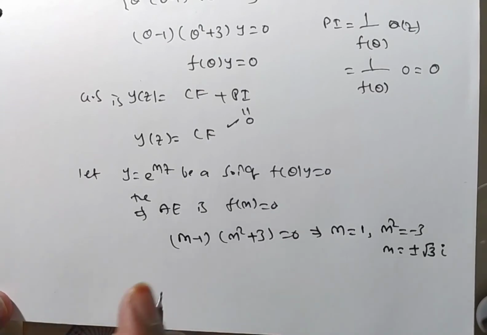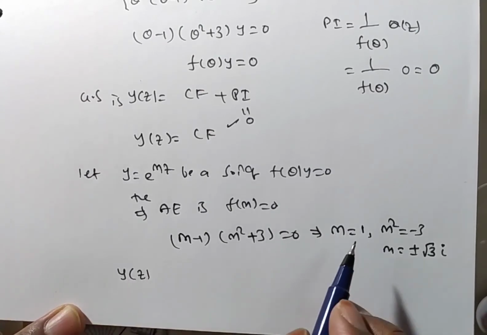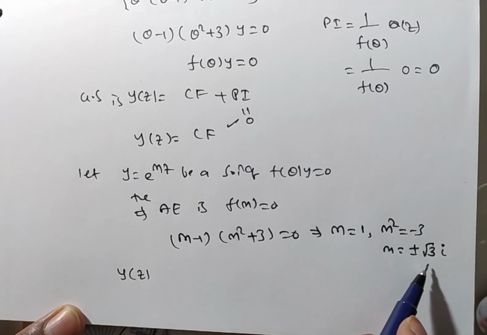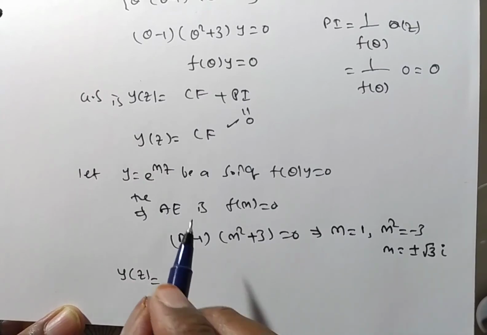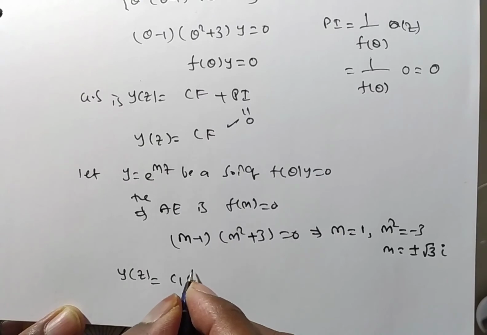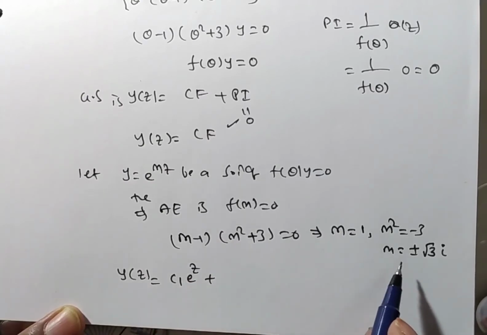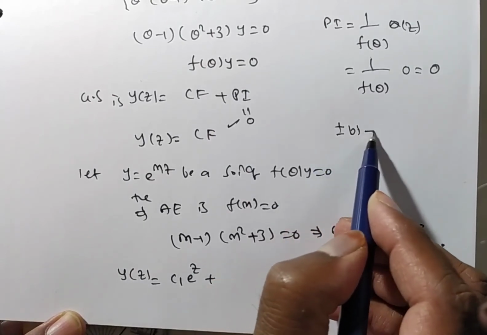Right. Now what is the complementary function in this case? Whenever roots are real, we will have only c1 e power ax, but here it is in terms of z, as we are differentiating with respect to z. So c1 e power mz. What is m here? 1. So c1 e power z.